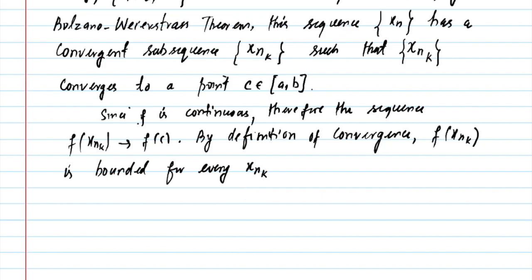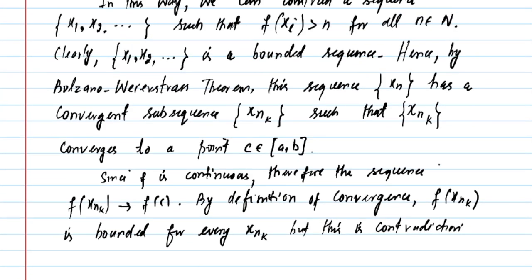So if the function f is continuous, then the sequence f of x_{n_k} will converge to f of c, and x_{n_k} here converges to c, then f of x_{n_k} will converge to f of c. This is by the definition of continuity. But by the definition of convergence, if f of x_{n_k} converges to f of c, it means that every term in f of x_{n_k} must be a bounded term. Otherwise, the sequence cannot converge. So, but this is a contradiction.